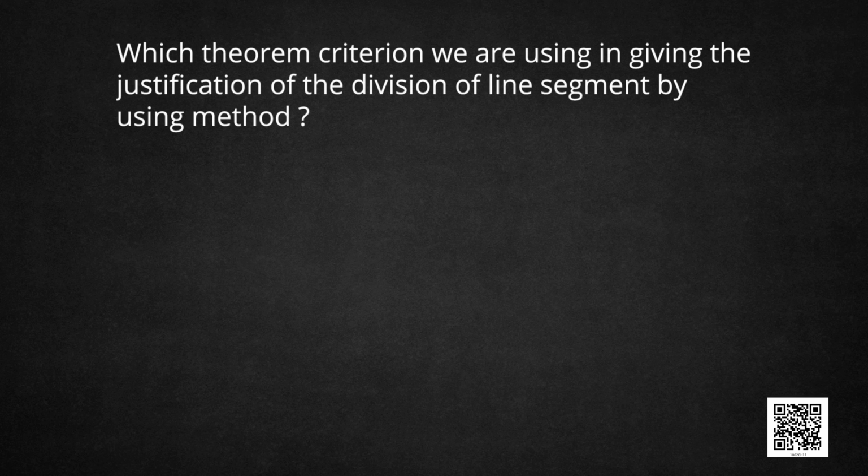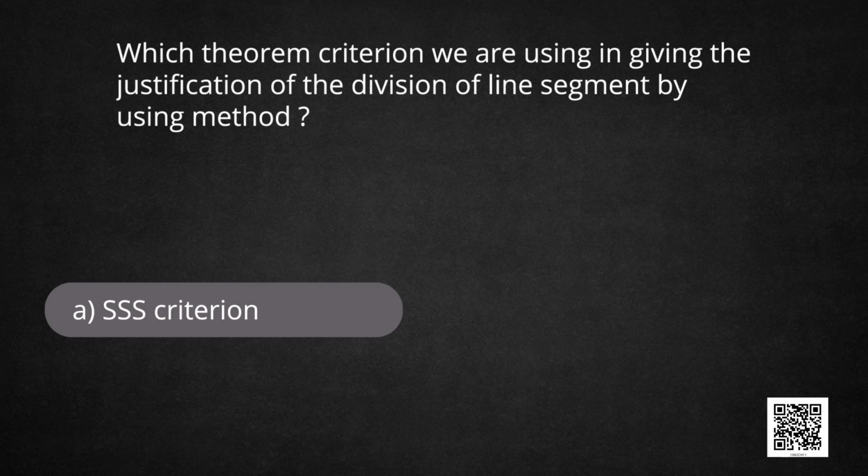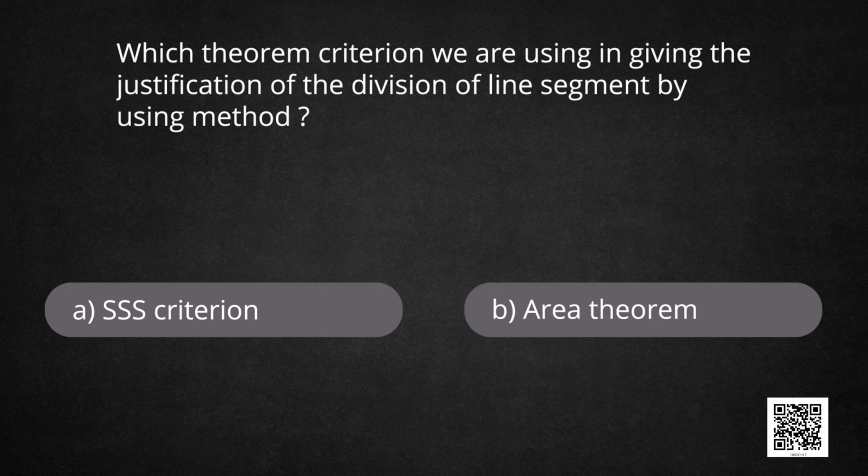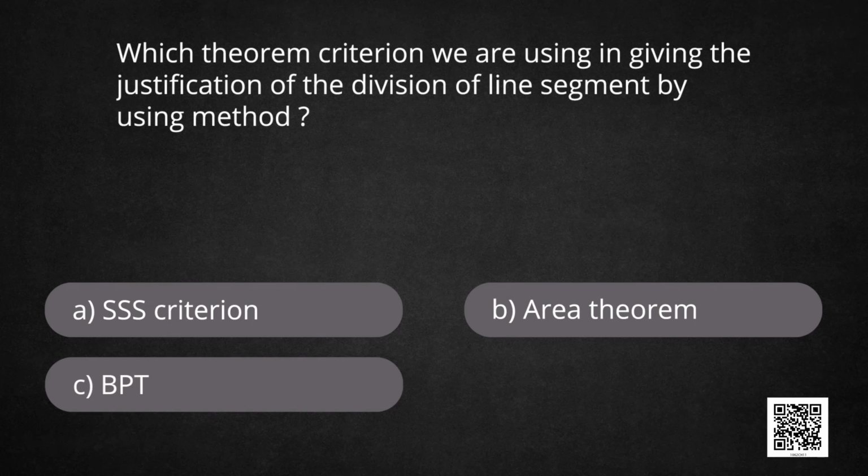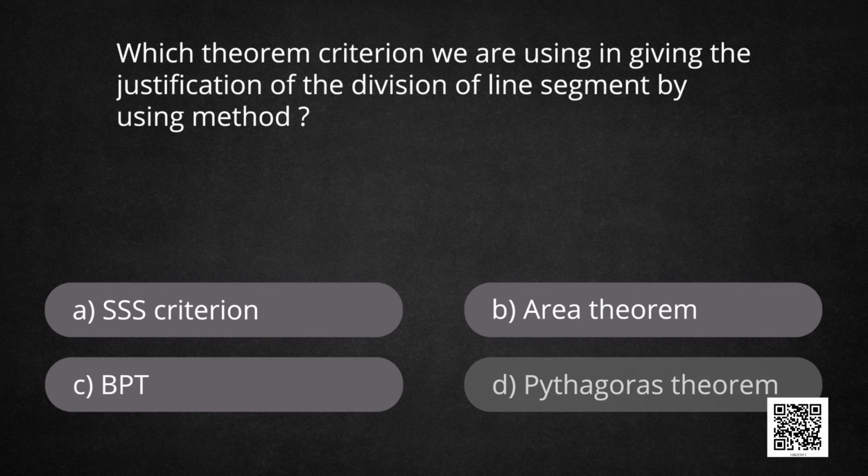Question number 2. Which theorem or criterion are we using in giving the justification of the division of a line segment? You have 4 options: SSS criterion, area theorem, BPT, that is basic proportionality theorem, or Pythagoras theorem. So the correct option is, children, C part, that is BPT theorem.